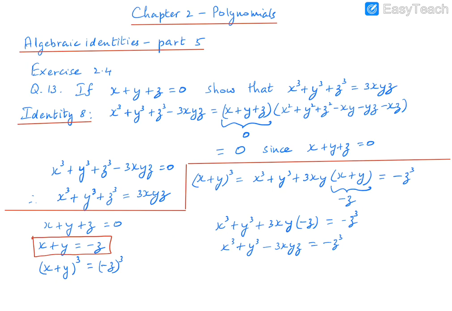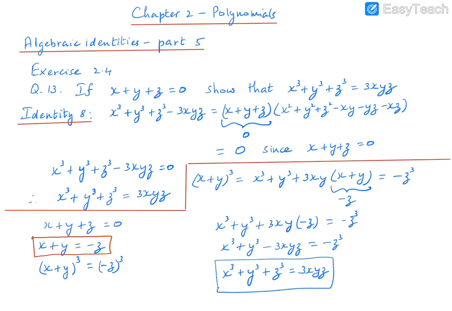So in the final step, what we can do now is move the negative z cube to the left hand side of the equal sign, and the minus 3xyz to the right hand side of the equal sign. So we will have x cube plus y cube plus z cube. The minus z cube, when it moves to the other side, becomes plus z cube, and the minus 3xyz, when it moves to the right hand side from the left, becomes plus 3xyz. So again we have shown that x cube plus y cube plus z cube equals 3xyz. This is the proof that we are asked to show, and hence we have proved that.